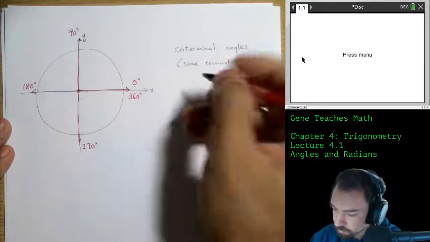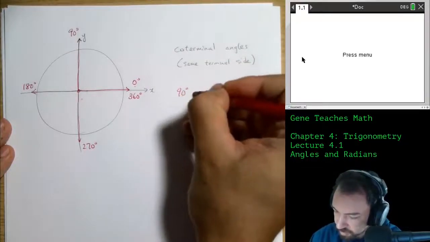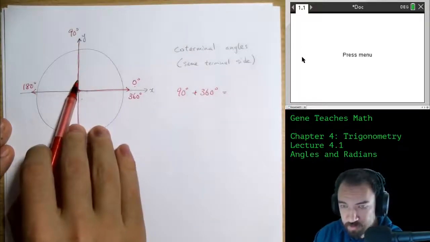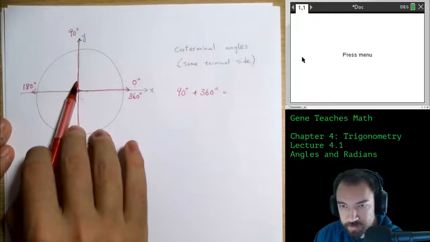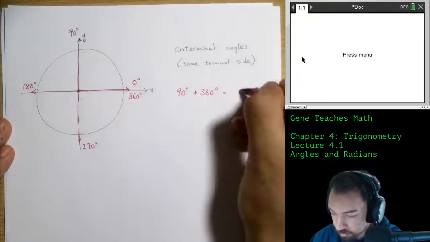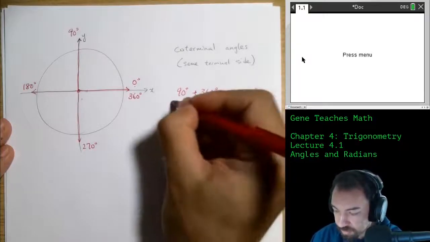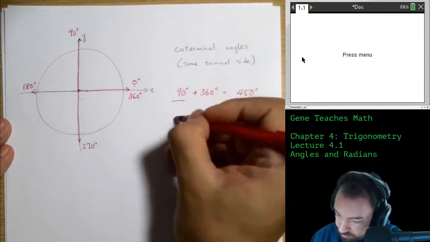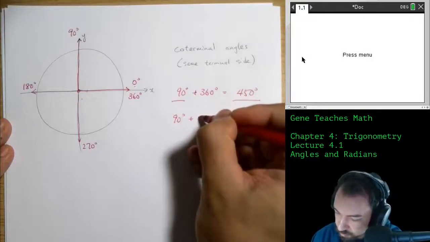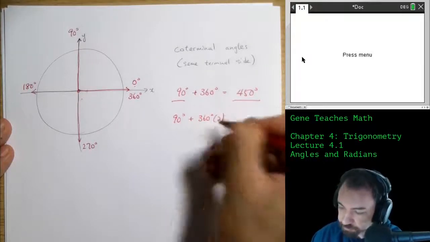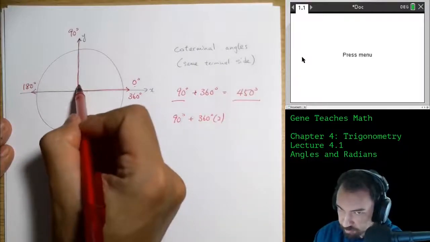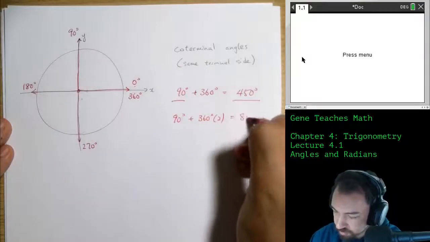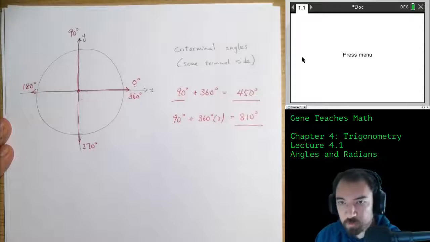What we mean by this, what if I were to take 90 degrees and I add 360 degrees to that? That means I'm going to go to 90 degrees and then do another 360 degree lap around the circle, but I'm ending up at the same place. I would get 450 degrees, and the claim is that this and this are coterminal angles. But what if I did another lap? What if I did 90 degrees plus 2 times 360 degrees? Well, that's going to be 90 degrees plus 1 lap plus another lap, but same terminal side. So this would be 810 degrees, and this is also coterminal with those angles.